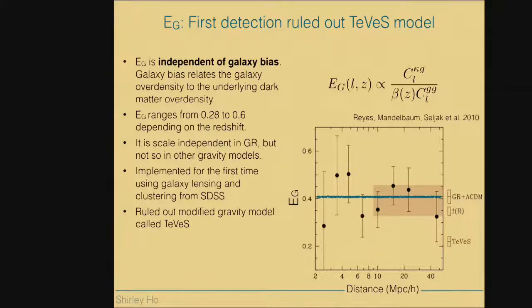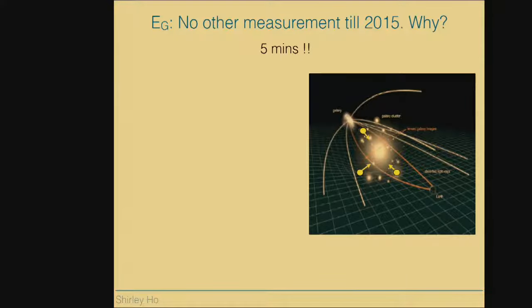This was implemented for the first time using galaxy lensing and clustering from the Sloan Digital Sky Survey. Not our work, someone else's work actually: Reyes, Mandelbaum, and others, 2010. It actually ruled out a modified gravity model, TeVeS, back in the days when TeVeS was still an okay model. You see this data point, EG as a function of distance, right here. The TeVeS model was ruled out by quite a number of sigma because of them. So it's actually interesting. But then there are no other measurements from 2010 to 2015.